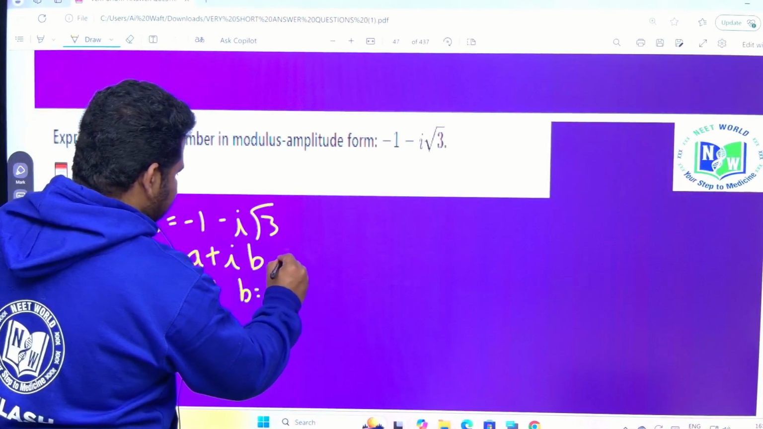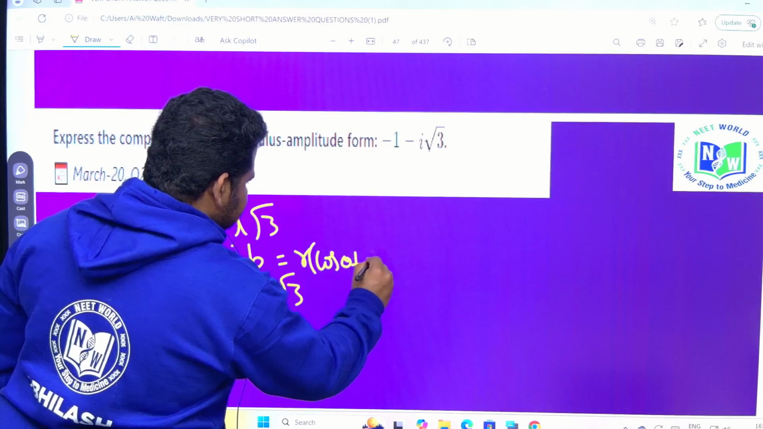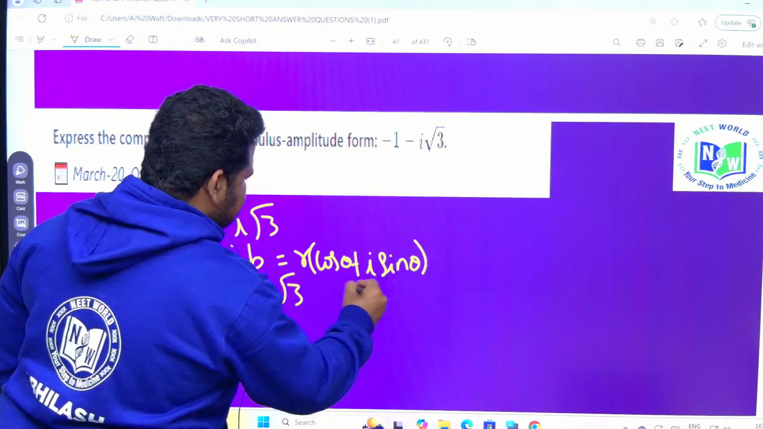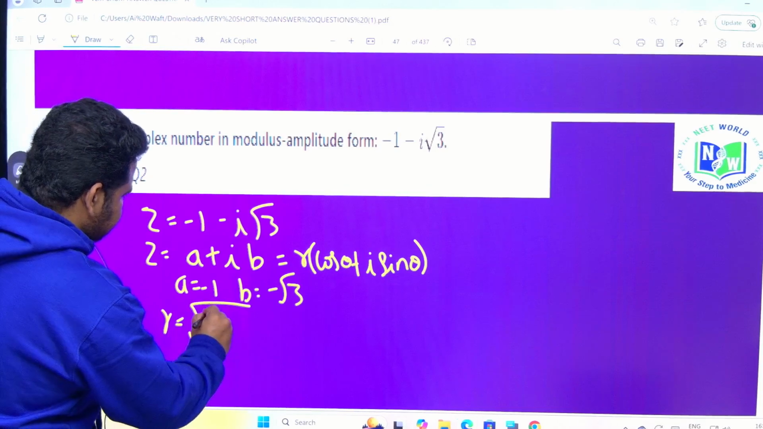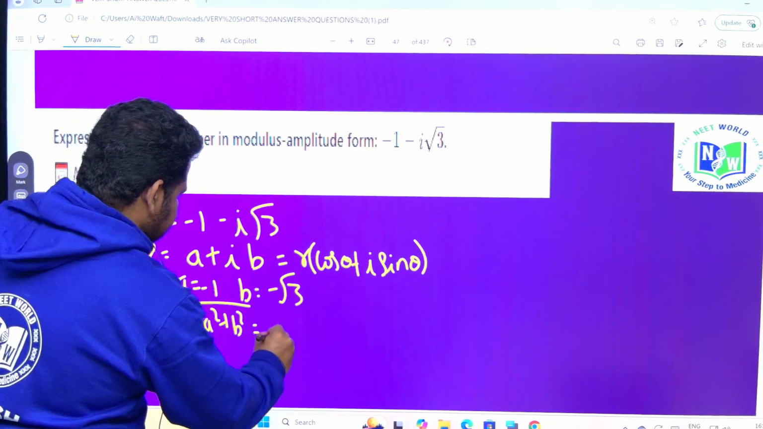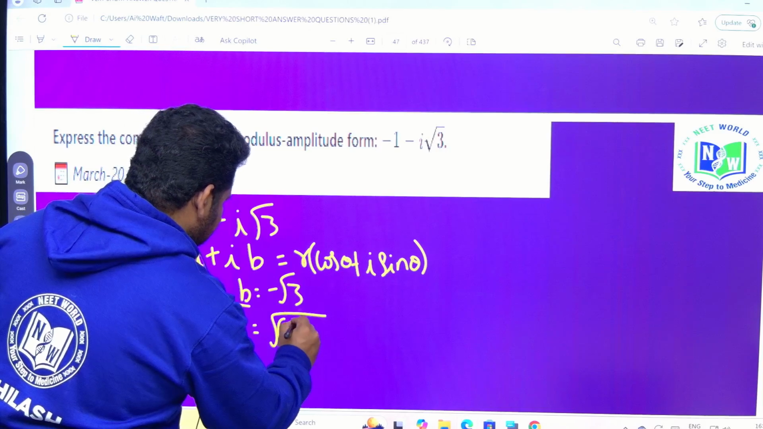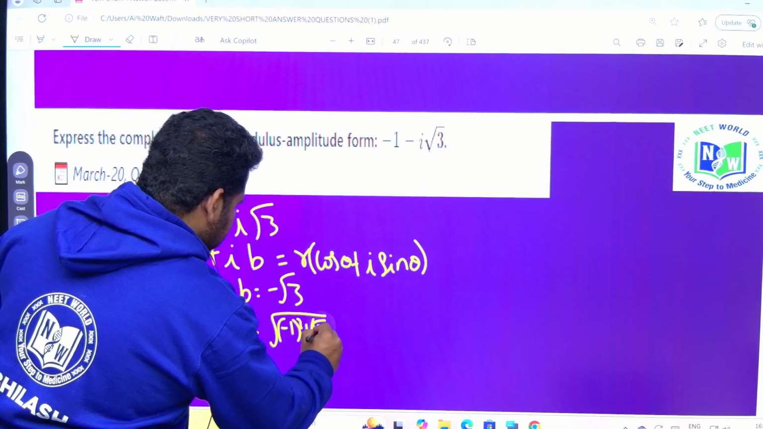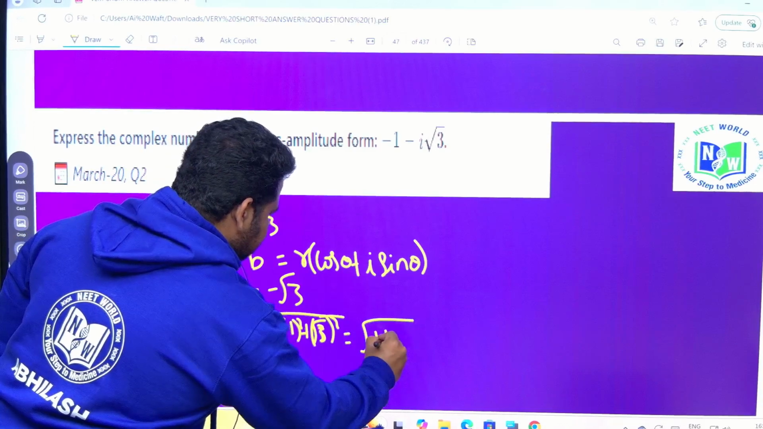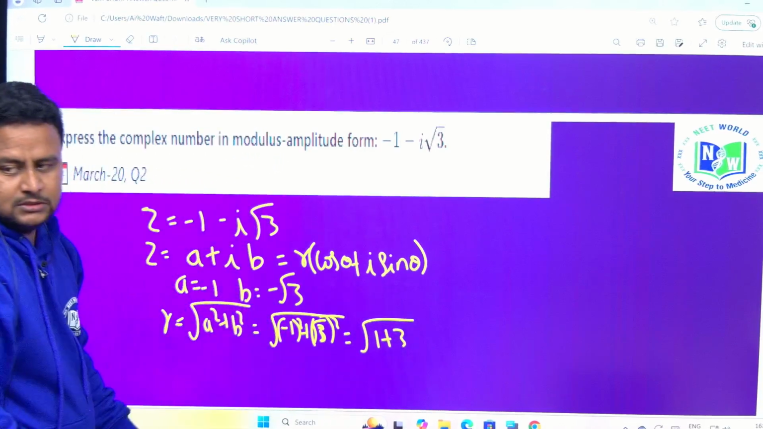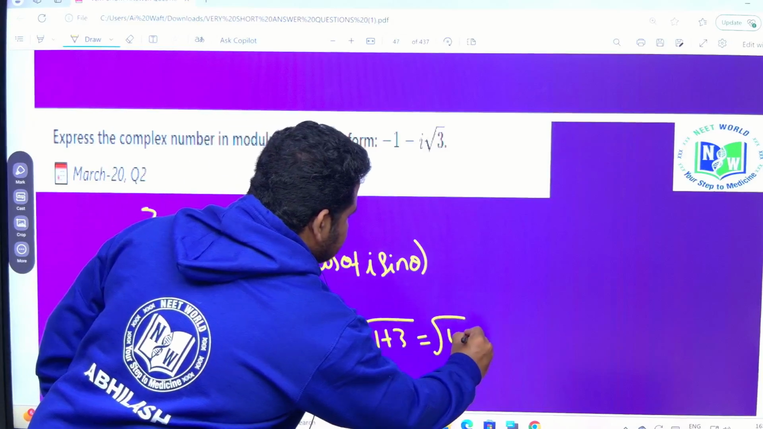So z is equal to a plus ib in modulus amplitude form, I can write it as r into cos theta plus i sin theta. What is the value of r? That is amplitude you have to find out, that is root of a square plus b square. A is minus 1 whole square, which is 1 itself, plus root 3 whole square. So that will be equal to square root of 1 plus root 3 whole square is 3. Root 3 whole square is root 3 into root 3, that is 3. So that will be equal to square root of 4, that is equal to 2.